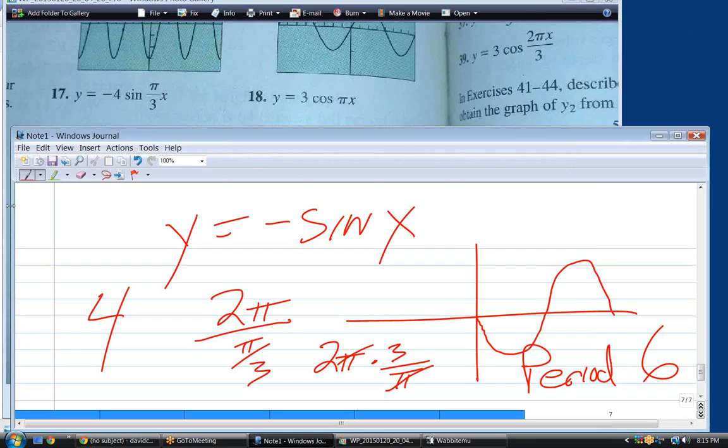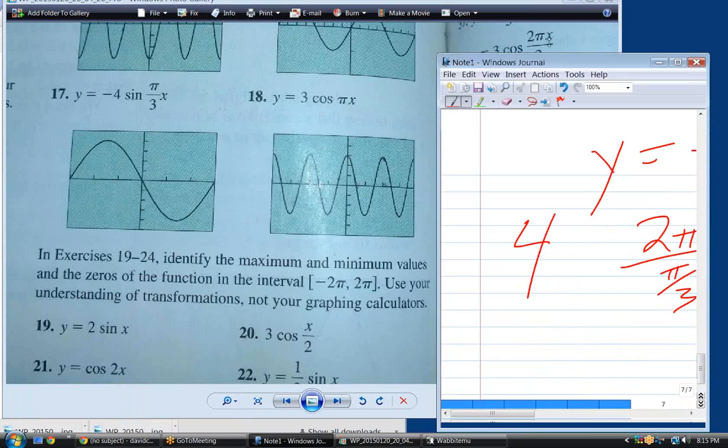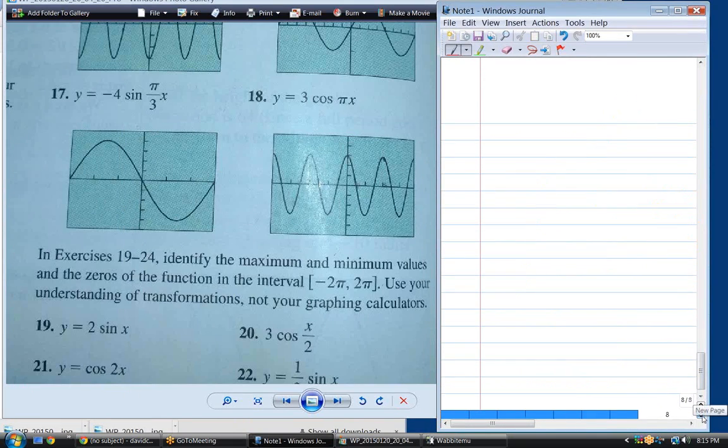Let's do at least 19. Just make sure we understand what they're asking here. Even if you don't have to do it, it's worth doing.